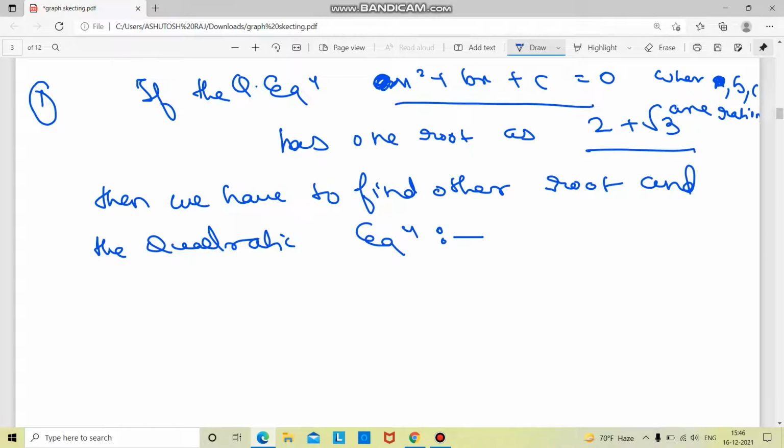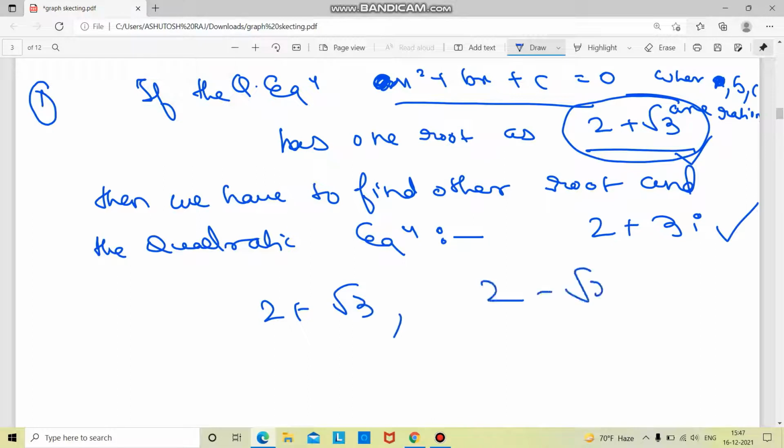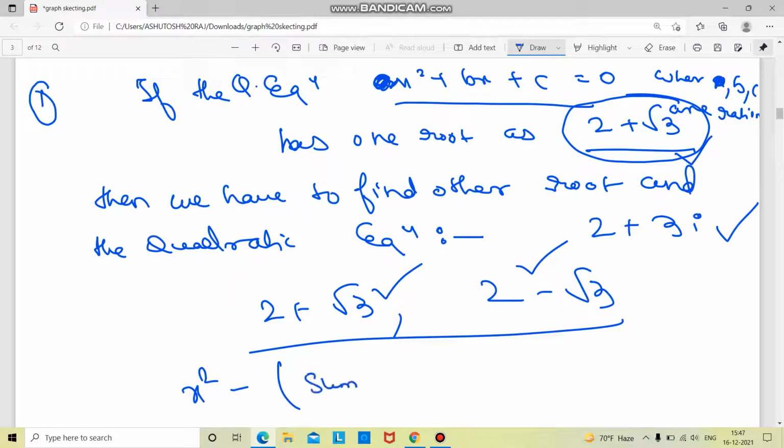We know that if the coefficients of a quadratic equation are all rational, then the roots which are irrational or complex always occur in pairs. So if one root is 2 plus root 3, the other will be 2 minus root 3. Once we know both roots, we can easily find the equation as x square minus (sum of roots) x plus product of roots equal to 0. So you can do it easily.